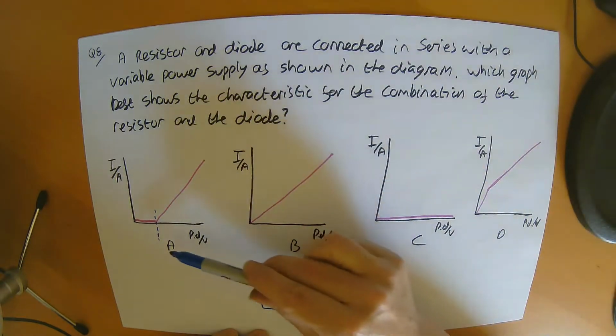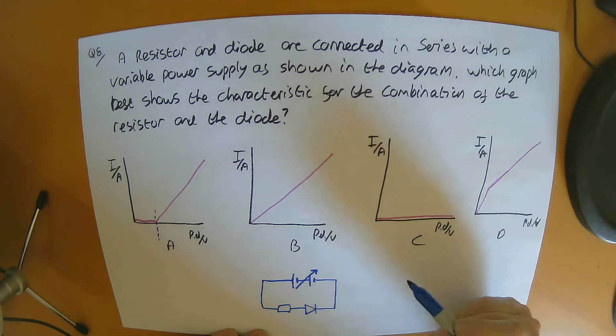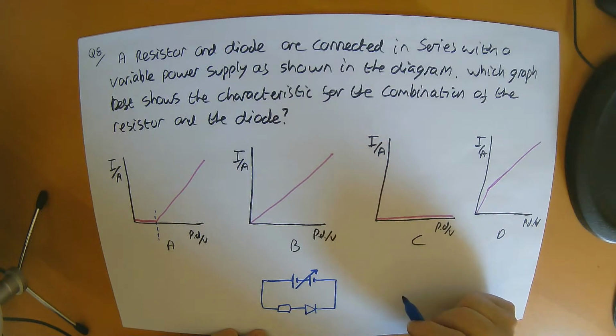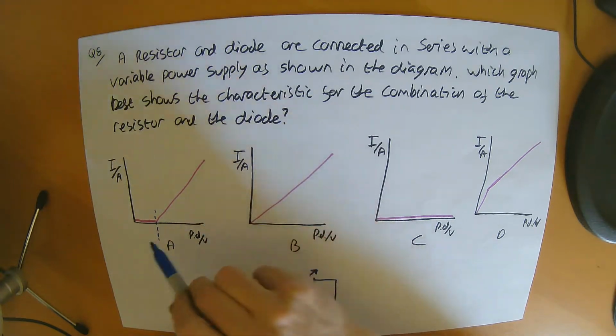So I've added a little dotted line here to show that once the potential difference across the semiconductor diode goes above 0.6 volts, then it doesn't really resist the flow of current, and so the current becomes proportional to the potential difference, which is more than that.